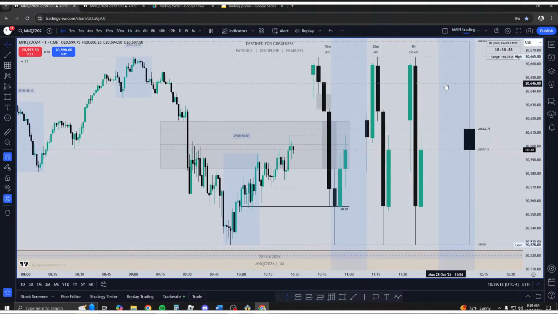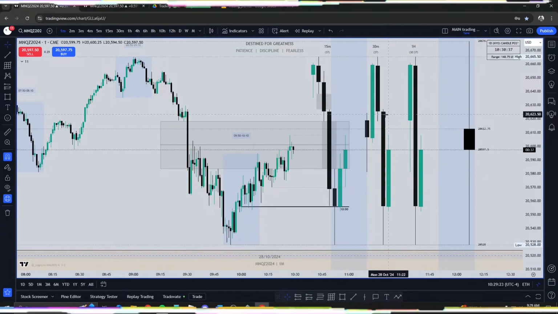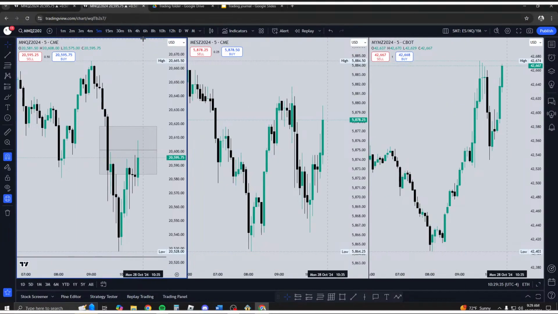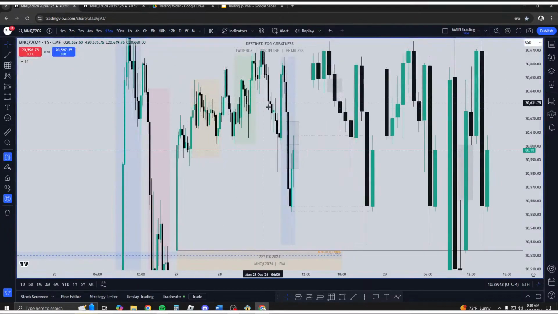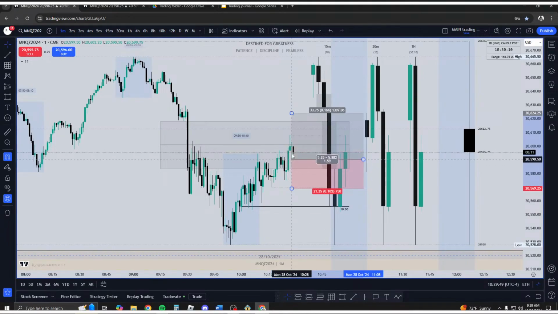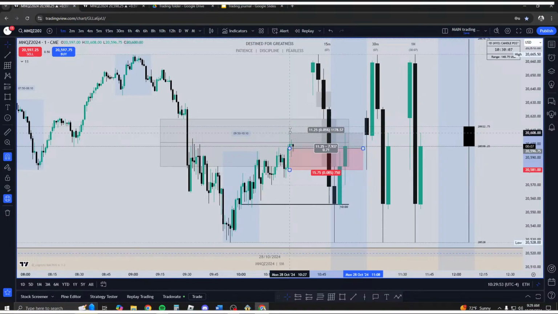Two minutes left. We have created this 30-minute fair value gap, and based on how we closed here on this 30 and 15-minute, it suggests the idea that we could possibly retrace and rebalance this 30-minute fair value gap. So that's something that we could look out for. The higher time frame is suggesting the idea that we could rebalance this fair value gap.